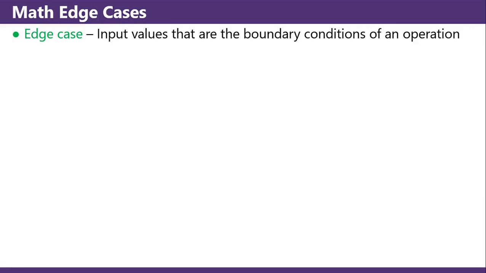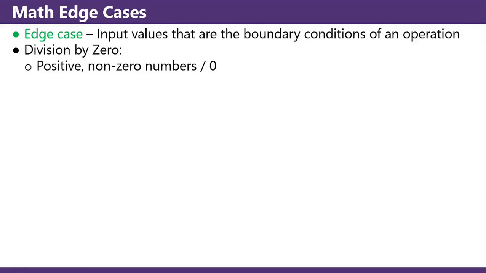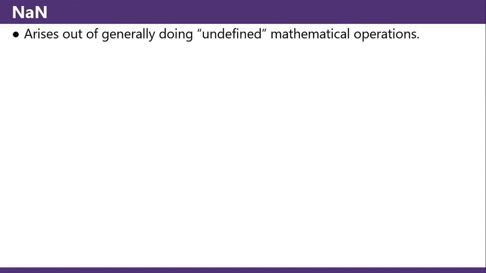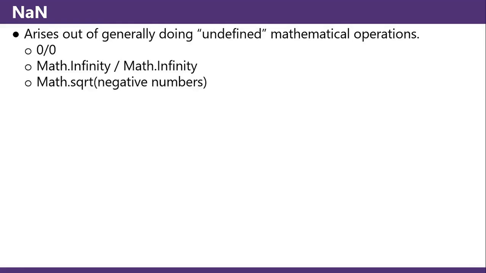Math edge cases. An edge case is input values that are the boundary conditions of an operation. Division by 0: a positive non-zero number divided by 0 results in Infinity. Negative numbers divided by 0 give you negative Infinity. And 0 divided by 0 gives you NaN, or not a number. NaN arises out of generally undefined mathematical operations: 0 over 0, Infinity over Infinity, Math.sqrt of negative numbers. It is the only value that doesn't equal itself, so if you wanted to write a function to check if a value was NaN, you would say, does this value not equal itself?